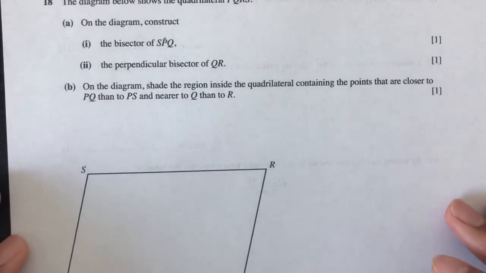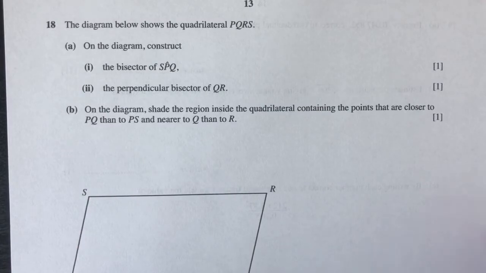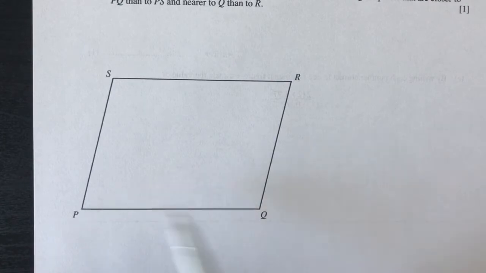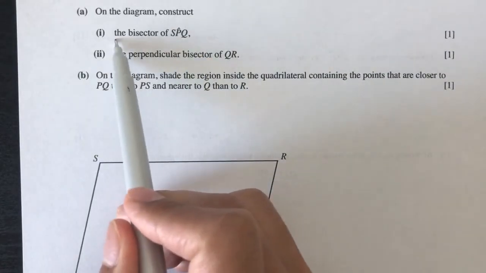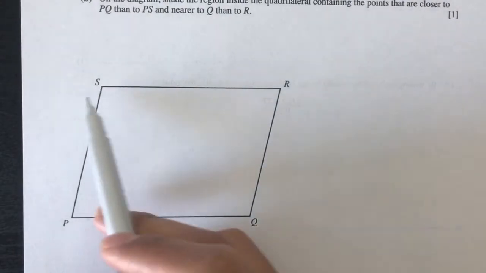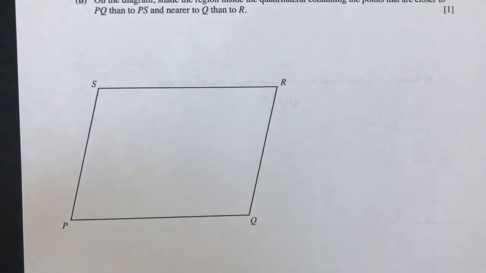So now we try to do question 18. It says the diagram below shows the quadrilateral PQRS. On the diagram, construct the bisector of the angle SPQ. So how do we do that? We have to use our compass to construct the bisector of that angle.